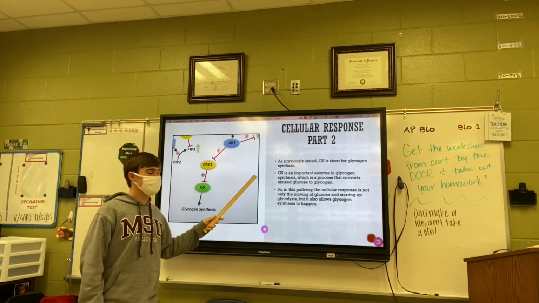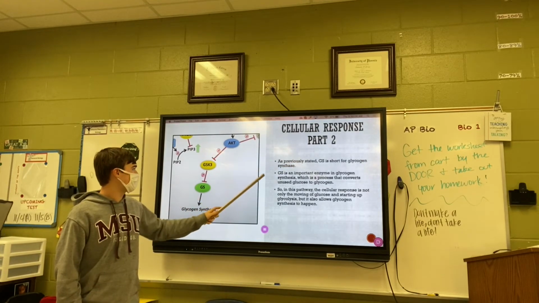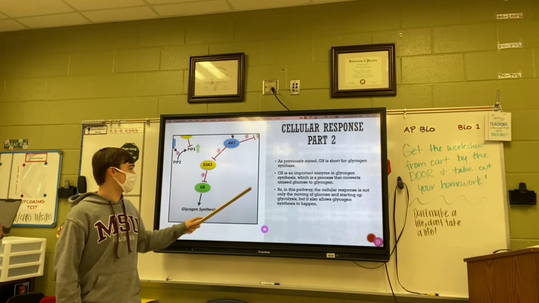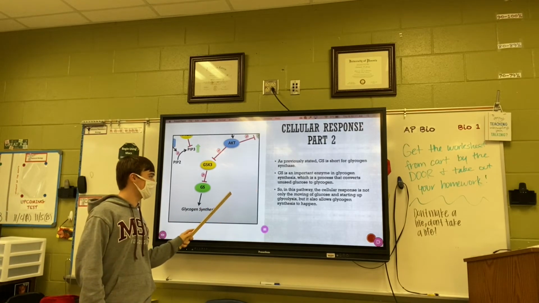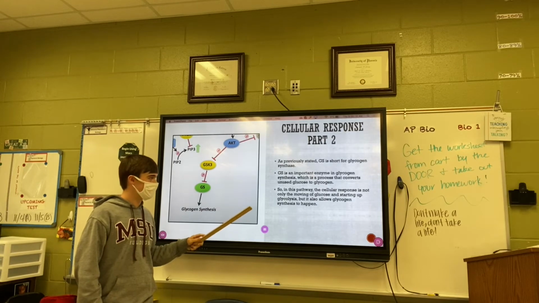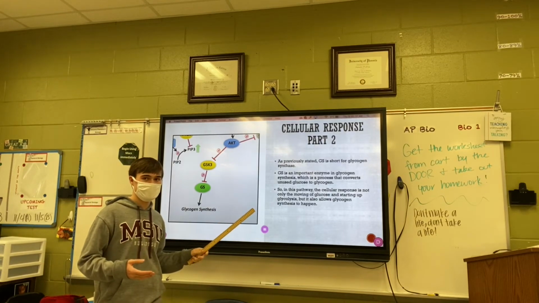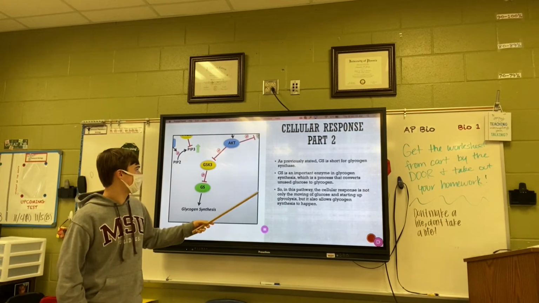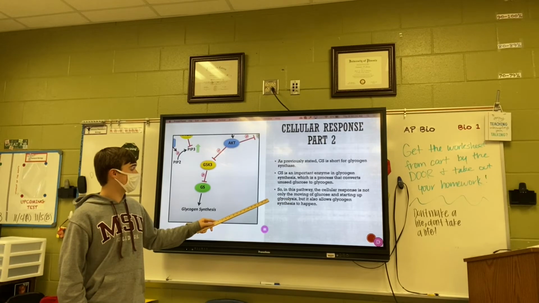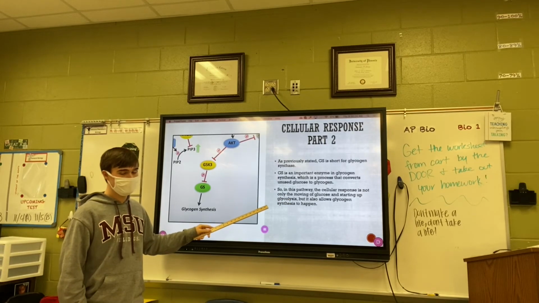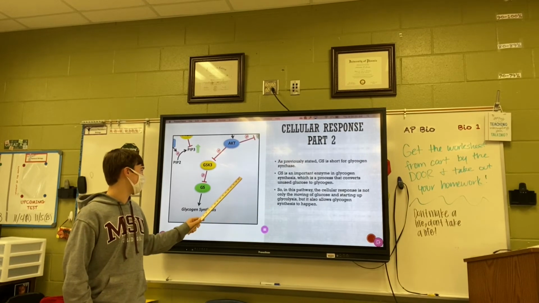So as previously stated, GS is just short for glycogen synthase, and glycogen synthase is an important enzyme in glycogen synthesis, which is a process that converts unused glucose to glycogen. So it basically is going to store it for later energy use. So in summary, in this pathway, the cellular response is not only the moving of glucose and starting up glycolysis through the GLUT4s, but it will also allow glycogen synthesis to happen.